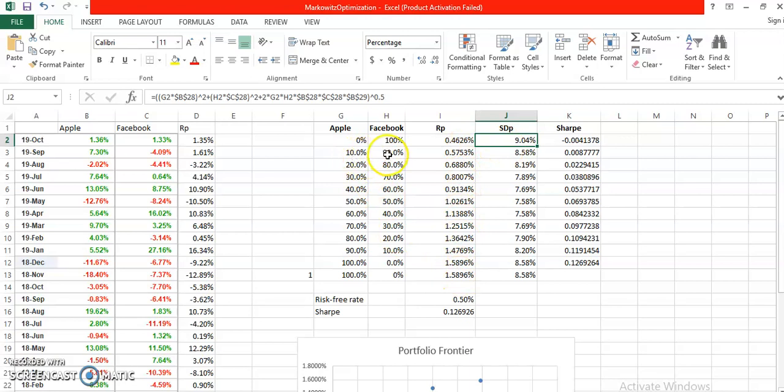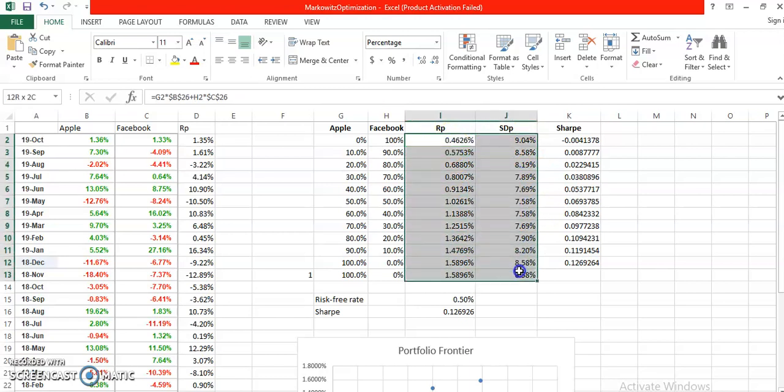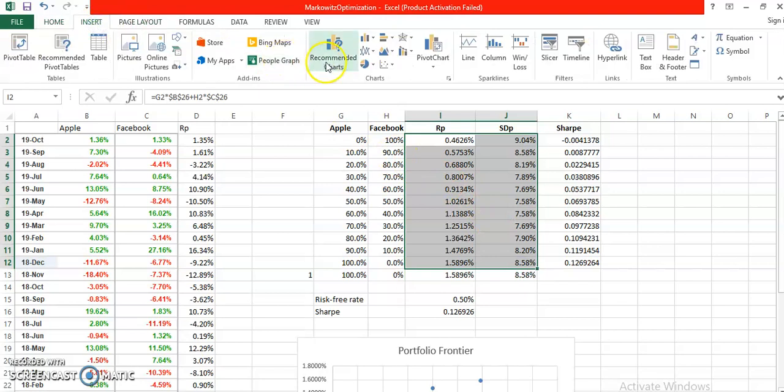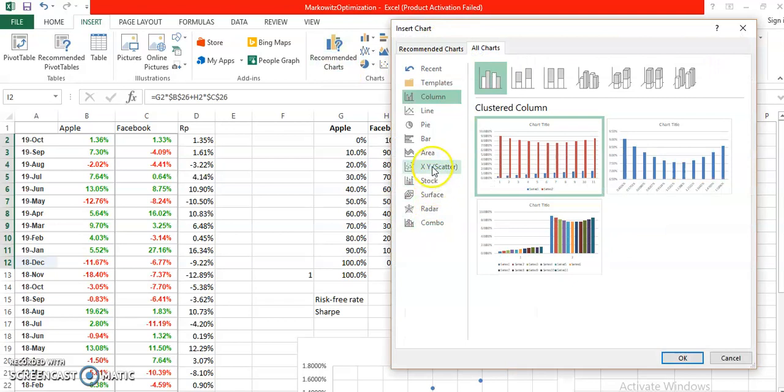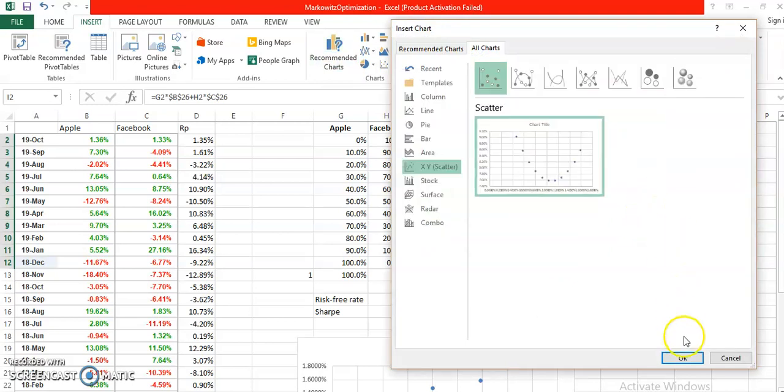So this shows you the different combinations: 10% invested in Apple, 90 in Facebook, 20 in Apple, 80 in Facebook, and so on and so forth. At the end we get 100% in Apple and 0 in Facebook, and we get these different values. So we got the returns as well as the standard deviations. So now what you are going to do is to just select these values and go to the graphs or charts section, and you select scatter plot of this data.